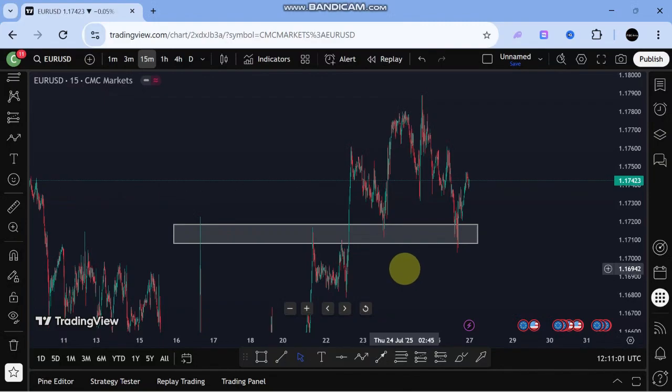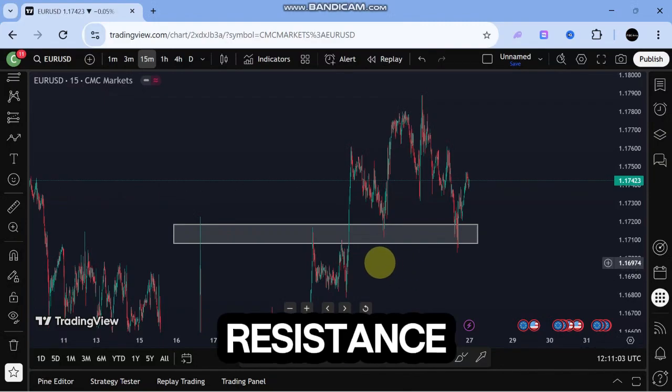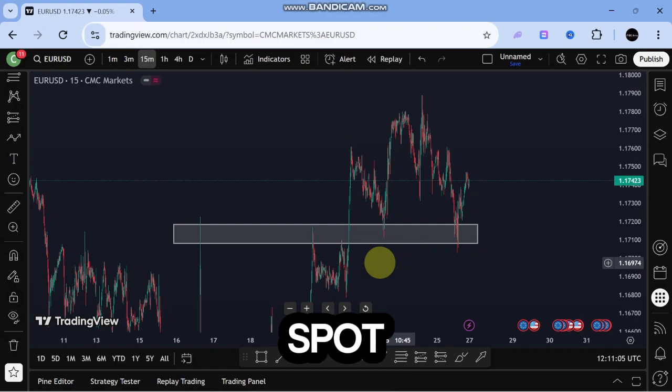In this video, I'm going to explain what support and resistance is, how to spot good support and resistance levels, and how to use support and resistance for your trades.